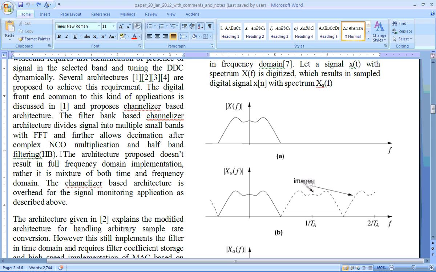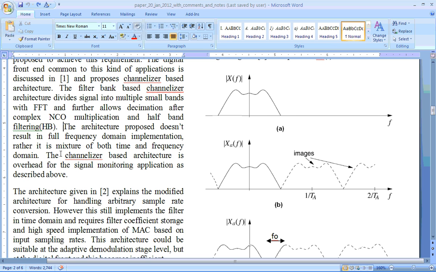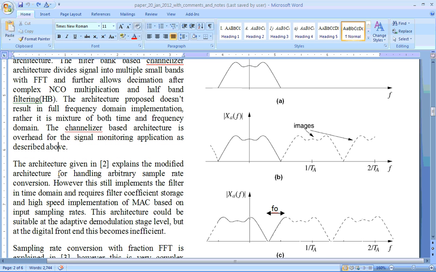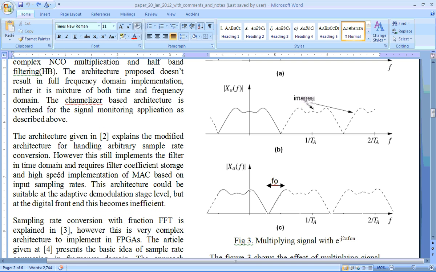Whatever was discussed in that paper, I have written there. It is something similar to what we have done, but the previous work is a little simpler, for one specific application. The architecture proposed does not result in a full frequency domain implementation. Rather, it is a mixture of both time domain and frequency domain. The channelizer based architecture is an overhead for the signal monitoring application as described above. The paper itself describes it as an overhead; it is going to be a very high area solution, and it is complex also.